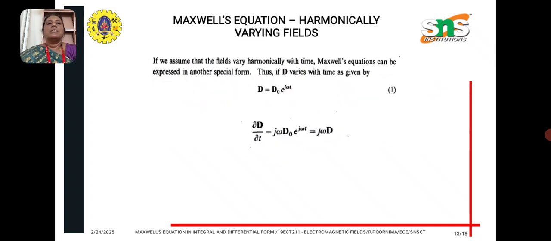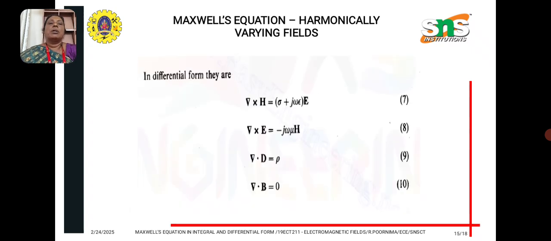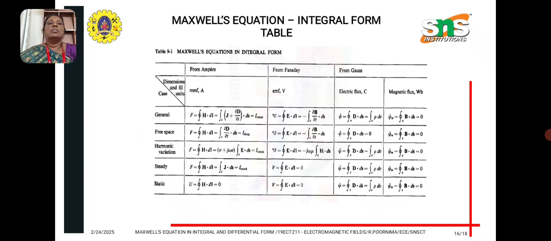For harmonically varying fields, D can be substituted as D naught e power j omega t. D naught is the amplitude and e power j omega t is the phase term. So dou D by dou t gives j omega D. By replacing, for harmonically varying fields we get del cross H as sigma plus j omega epsilon into E, del cross E equals minus j omega mu H, del dot D equals rho, del dot B equals 0. So all these different categories of fields, all the Maxwell's four equations are given in the table.